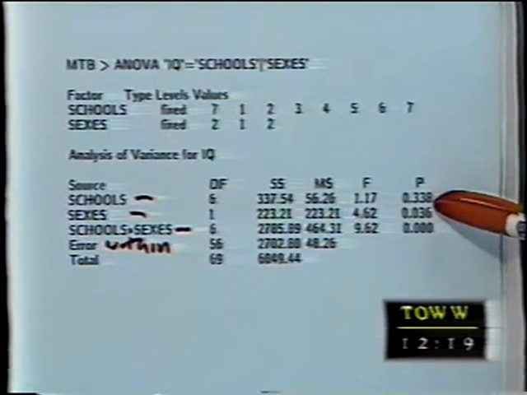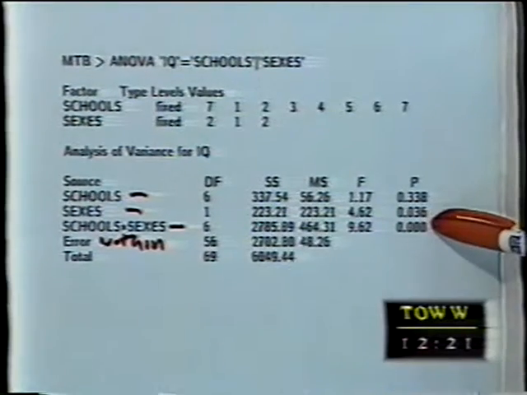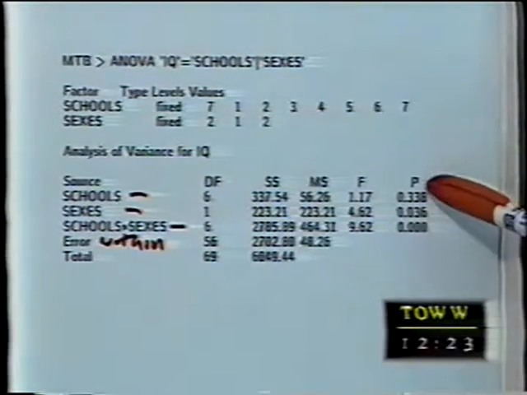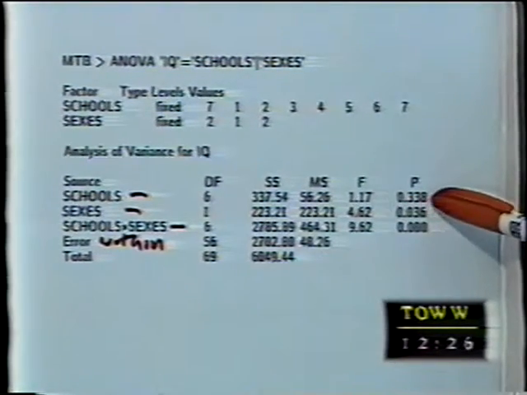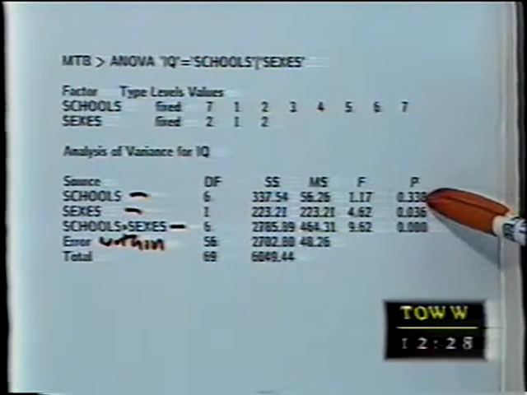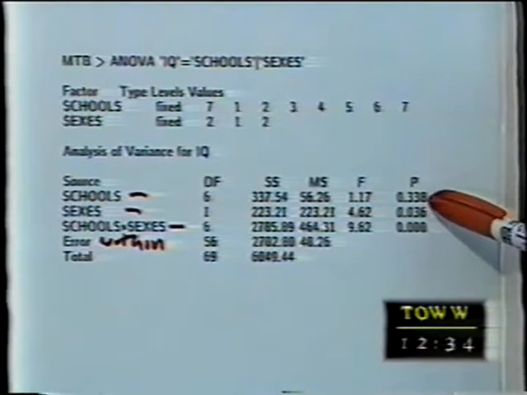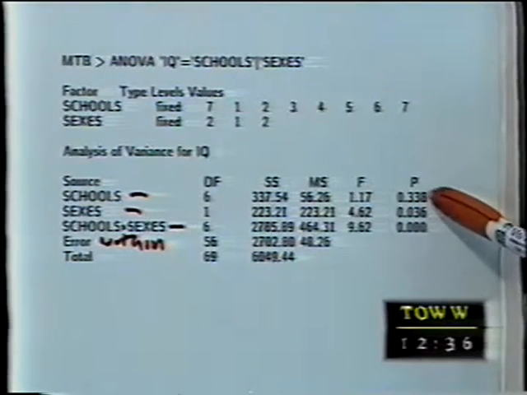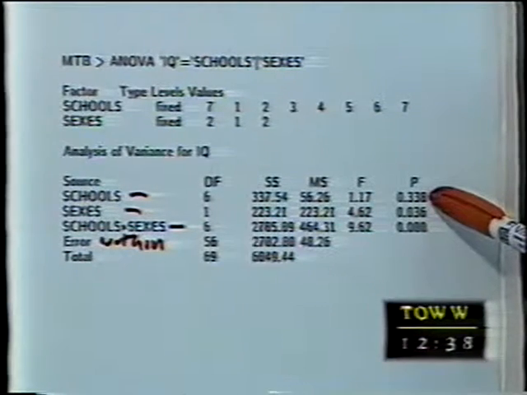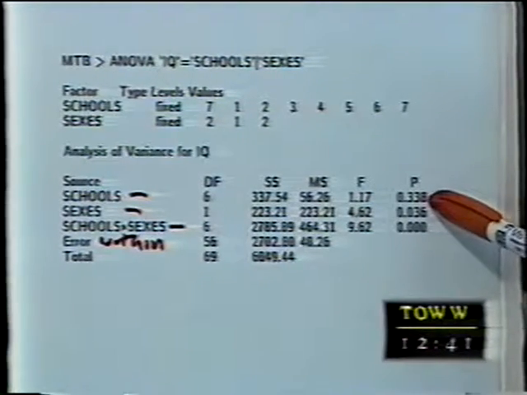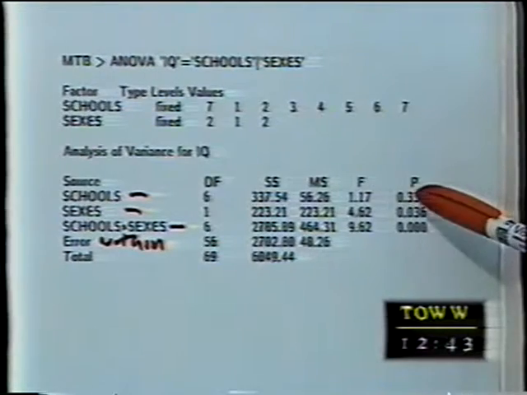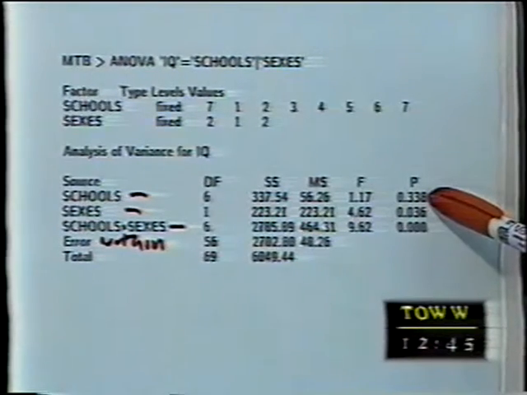Well, let's look at the p-values. This is the important thing. What are the p-values? The p-value for schools is 0.33. Can I reject at the 10% level? No, because 10% is not bigger than 0.3. In fact, nothing is bigger than 10, 5, 1. They're all smaller. I must fail to reject at any level. Fail to reject at 10%, fail to reject at the 5%, fail to reject at the 1%.